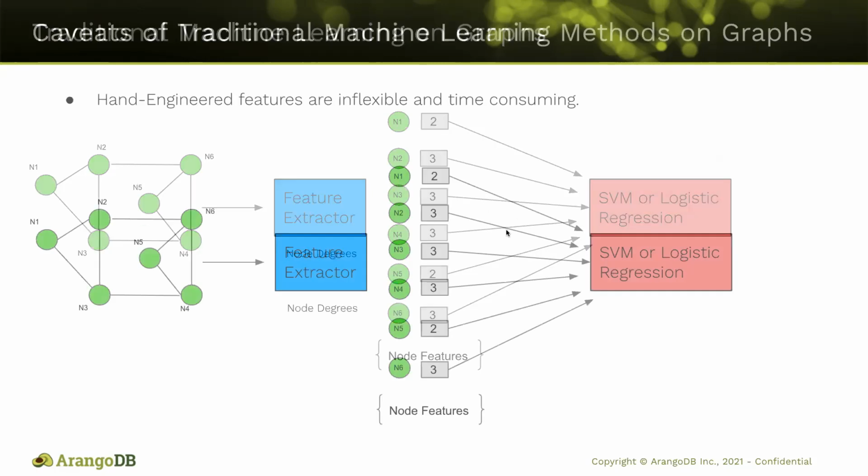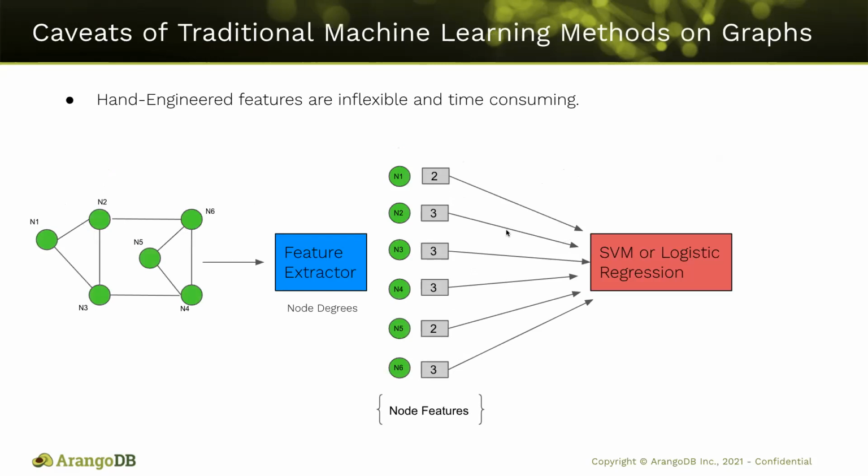But there are some caveats of these traditional machine learning approaches. These approaches are restricted since these hand-engineered features are inflexible, that is, they cannot adapt during the learning process, and designing these features can be time-consuming and an expensive process.